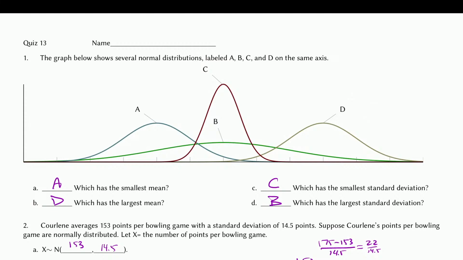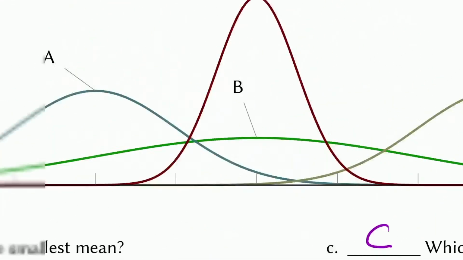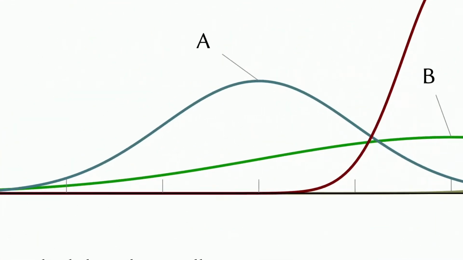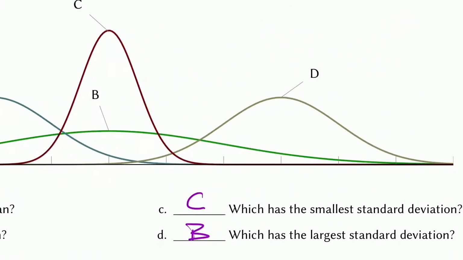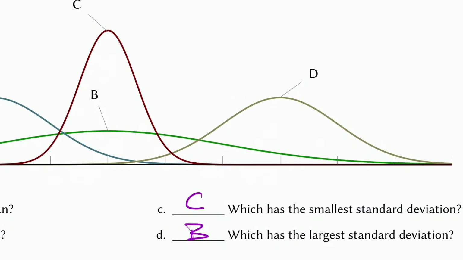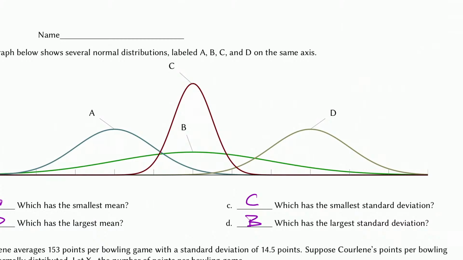Okay, so first things first, which one has the smallest mean? The mean, of course, of these 4 is the one with the hump on the furthest to the left, so that's A. And then which one has the biggest mean? It's the one with the hump the furthest to the right, which is D. And then in terms of standard deviation, smallest standard deviation will be the one that's the most crunched together, so that pushes it way up, which is C. The largest standard deviation is B because it's spread out the most.